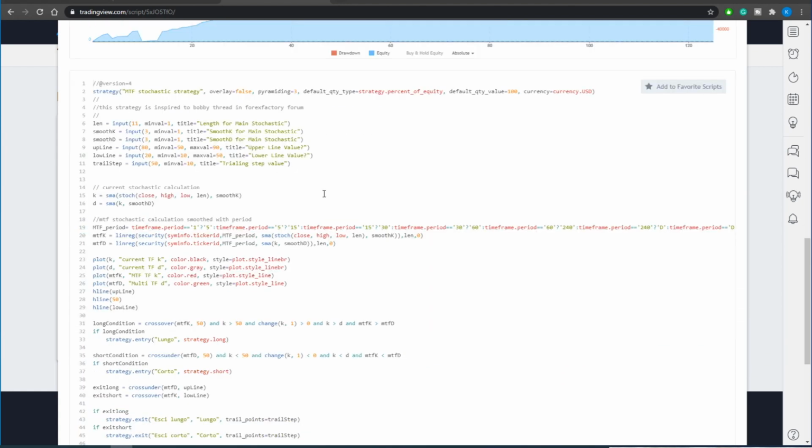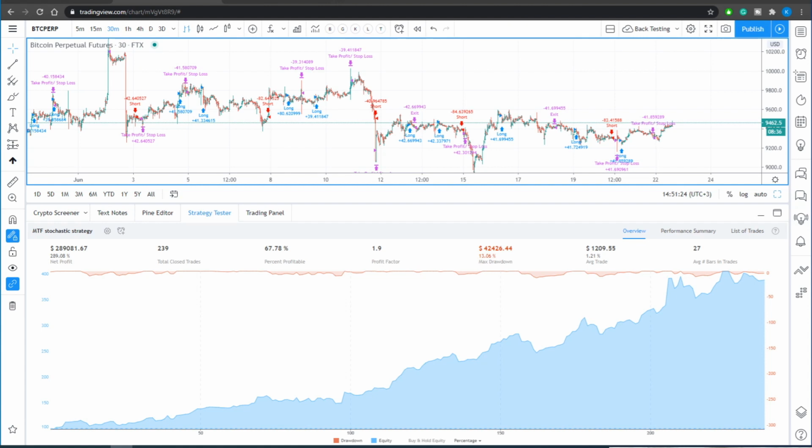We also added separate inputs for the long and short positions, and we were able to convert this into the alerts so you can easily apply it to the Wunderbit trading platform. So let's look at our results. This is exactly what we were able to get at the 30-minute time frame on FTX exchange.